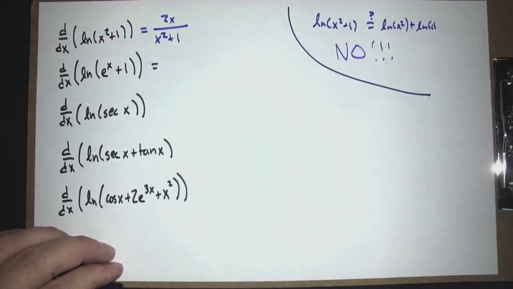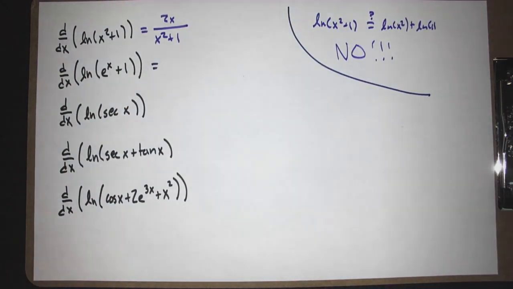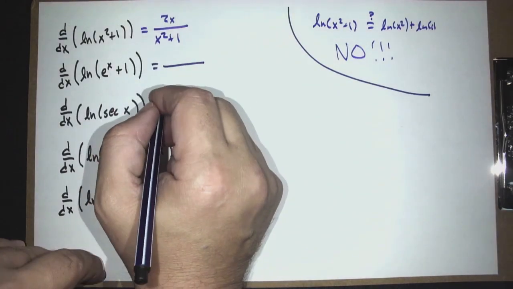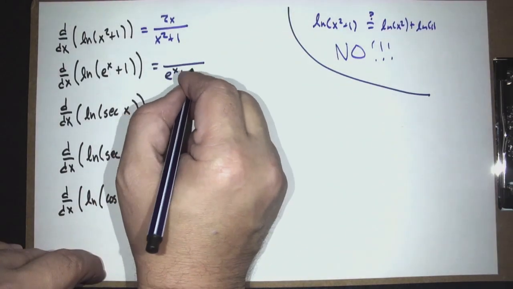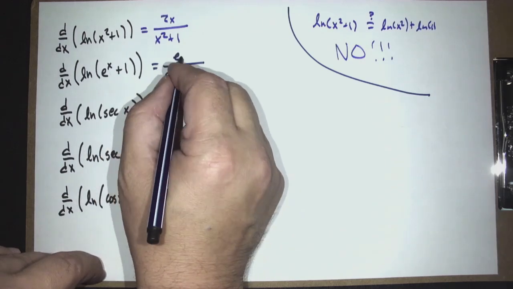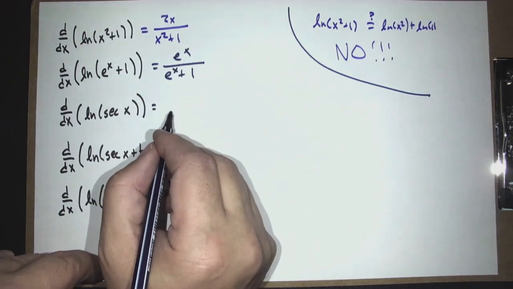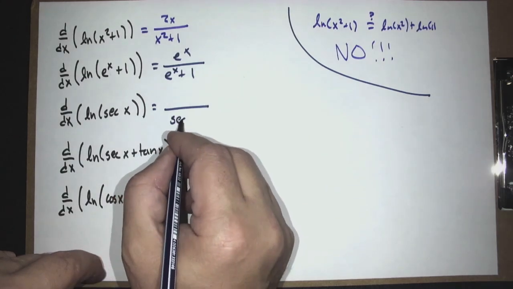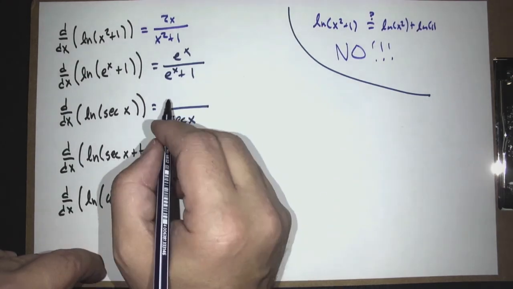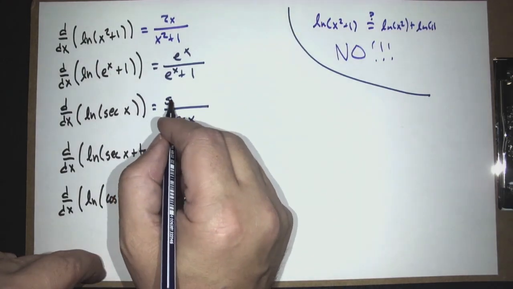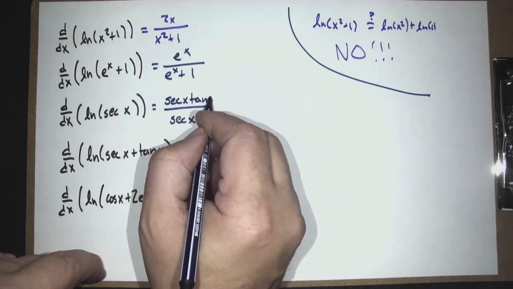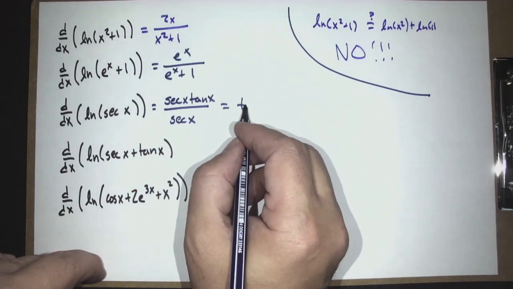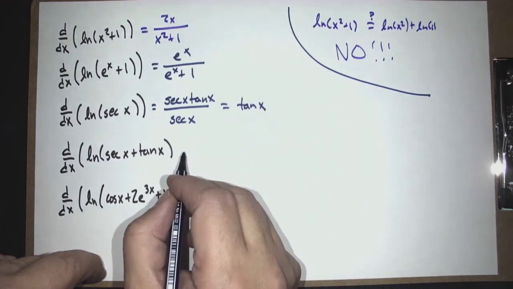The derivative of log of e to the x plus 1 is? What goes downstairs? E to the x plus 1. What goes upstairs? E to the x. Okay, derivative of log secant x. What goes downstairs? Secant x. What goes upstairs? The derivative of secant, which is secant x tangent x. Can that simplify? To what? Tangent x.